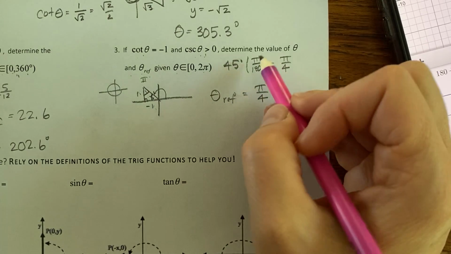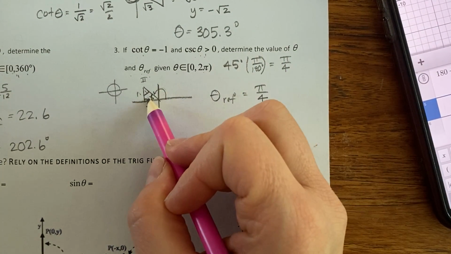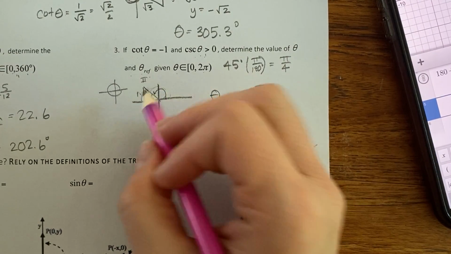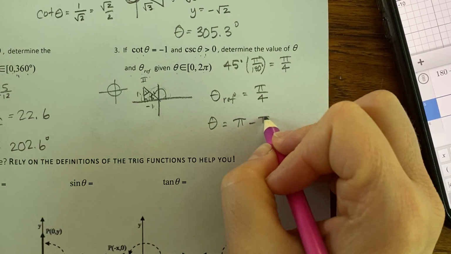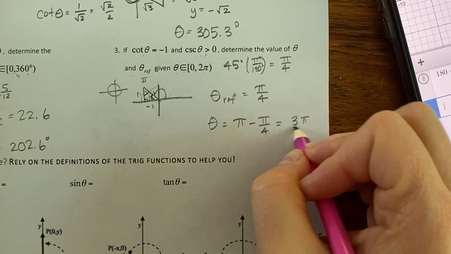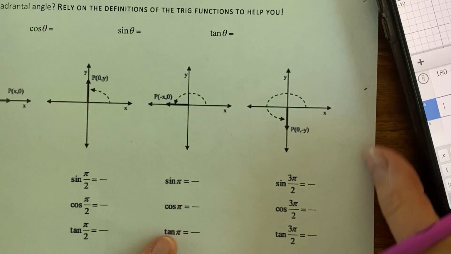Okay, so now that means that this theta is going to be 1/2 of a rotation, pi minus pi over 4. That will be 3 pi over 4. Yay! Okay.